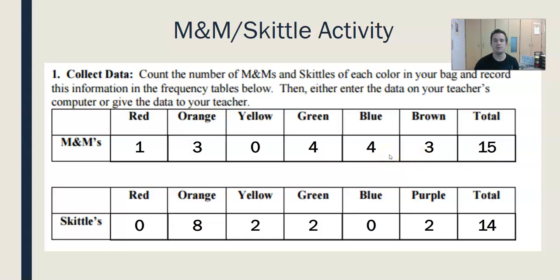Okay, here's this table filled out for me. Again, I had 1 red M&M, 3 orange M&Ms, 0 yellows, 4 greens, 4 blues, 3 browns, for a total of 15 M&Ms. Then I had, with my Skittles, 0 red Skittles, 8 oranges, 2 yellows, 2 greens, 0 blues, and 2 purples, for a total of 14 Skittles. Okay, so those were all mine.